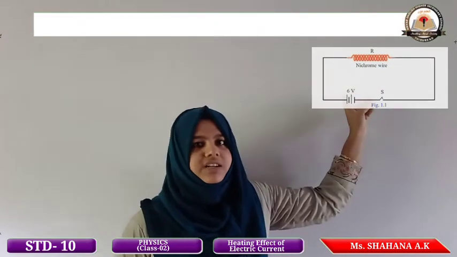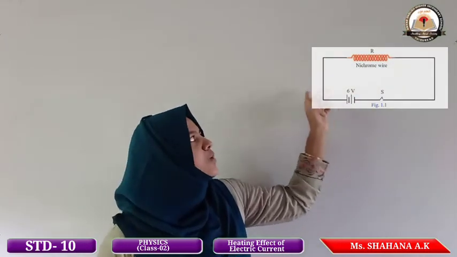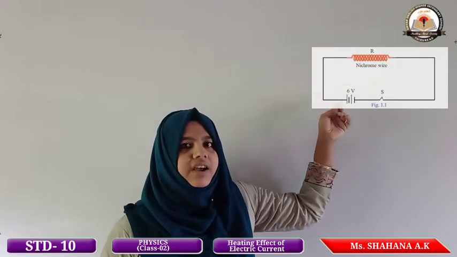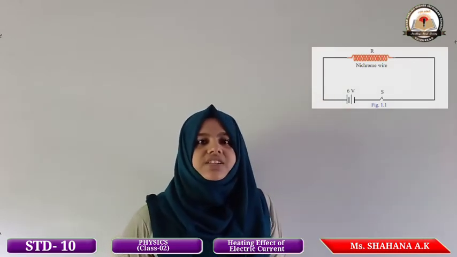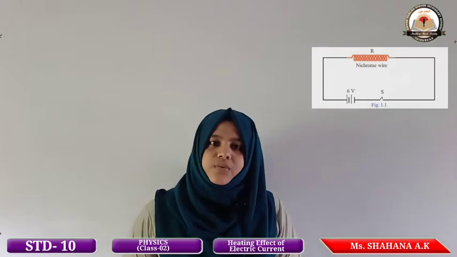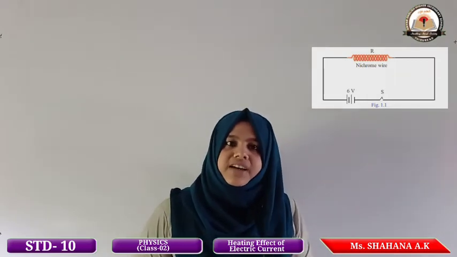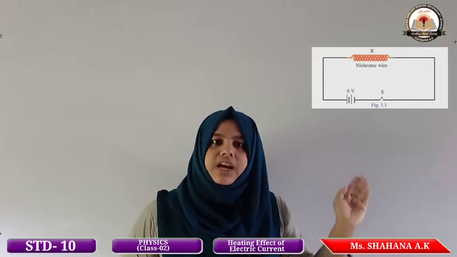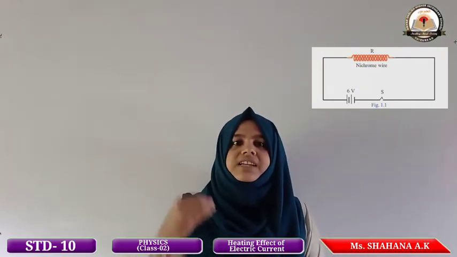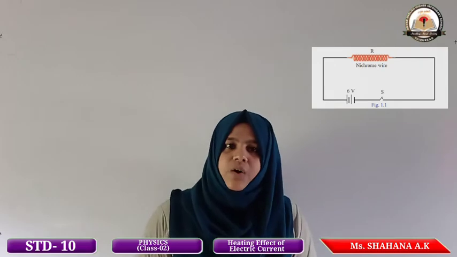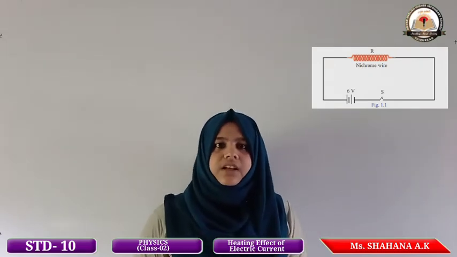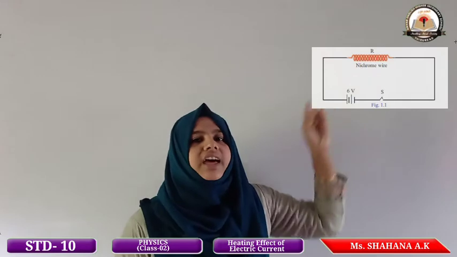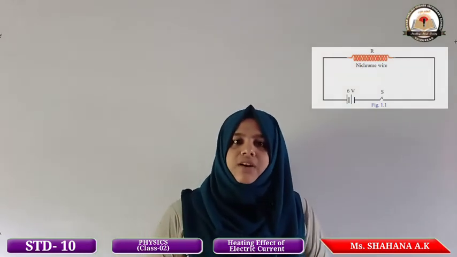To understand more about this heating effect of electric current, we have to study this activity. If you look at this picture, here we are connecting a nichrome wire of resistance R between the terminals of a battery with 6-volt potential difference. When we pass current through this electric circuit, we can observe that the nichrome wire becomes red hot after some time, just like in this picture.